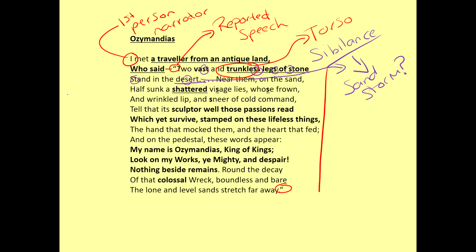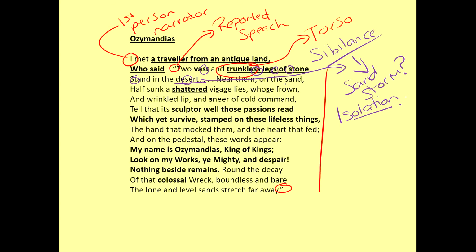So immediately, because of this sibilance, and we're having the idea of a sandstorm, we might be thinking about the idea of isolation. Okay, does that make sense? We've got this desert, it's alone. 2 vast and trunkless legs of stone stand in the desert. But he hasn't mentioned anything else, has he? It's just this statue. And we'll come to that later, okay? So then we move on. So we've got a method, and we've got what it means and what the effect is, okay?